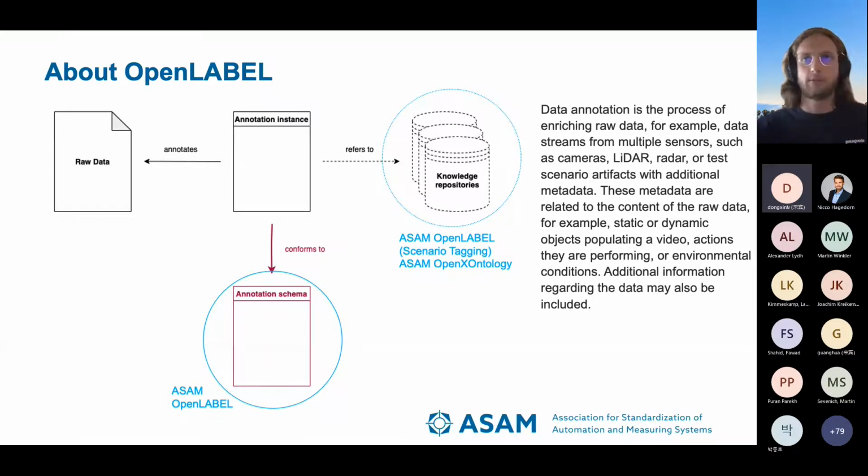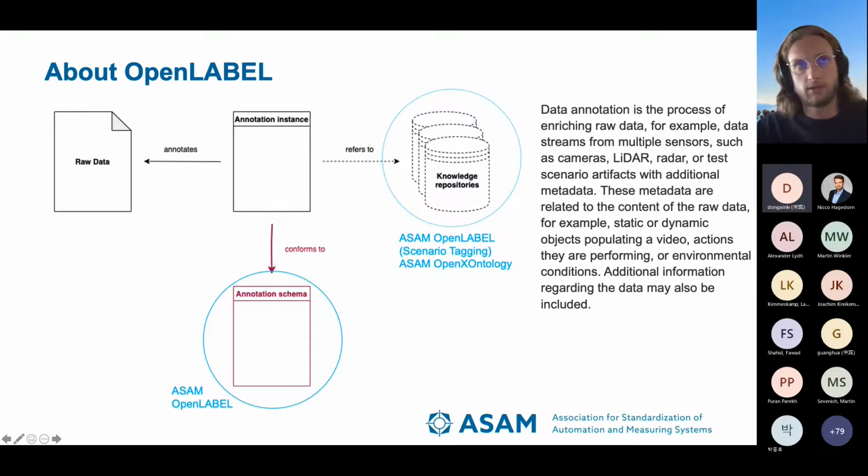with, let's say, additional metadata, which is related to the semantic content of the raw data, for example, which are the static objects or dynamic objects populating a video, or the actions they are performing, or some environmental conditions, but also with additional information, like, for example, the calibration matrices or administrative type of information, like author, version, etc. So basically, the whole idea is that we have an annotation instance that enriches this raw data with annotation.